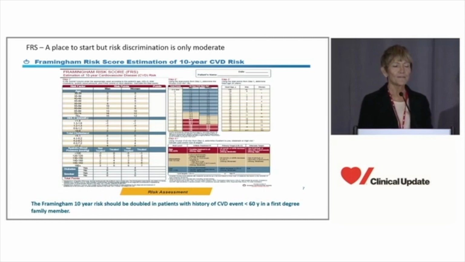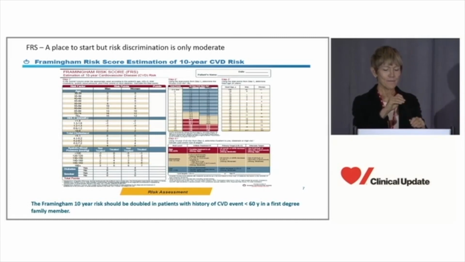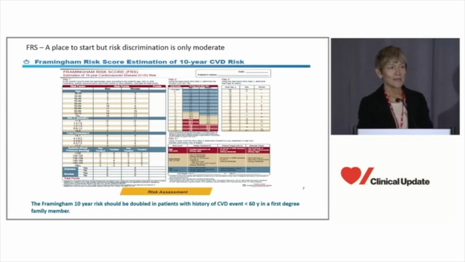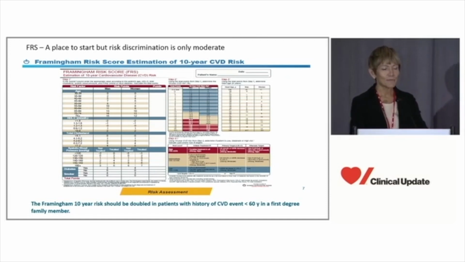So, you've all seen these Framingham tables. They're not perfect. There probably are better paradigms for assessing risk, but this is what most of us use, and this is what the CCS guidelines have used as the core of their risk assessment guidelines for several years. But anyway, this is a place to start. It gives you some overall idea of what the patient's risk is, but we have to remember that risk discrimination is only moderate.